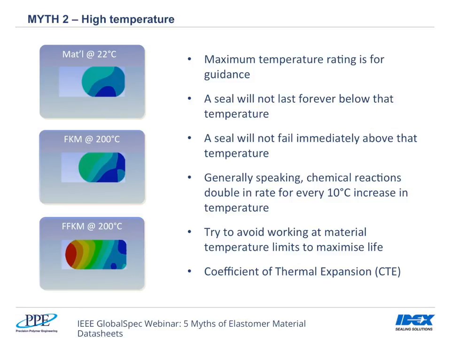Another consideration, especially with high temperature materials, is its coefficient of thermal expansion. As you can see, the FEA images on the left show massive difference between an FKM at 200 degrees C versus an FFKM at 200 degrees C due to the higher rate of thermal expansion combined with the elevated temperature.